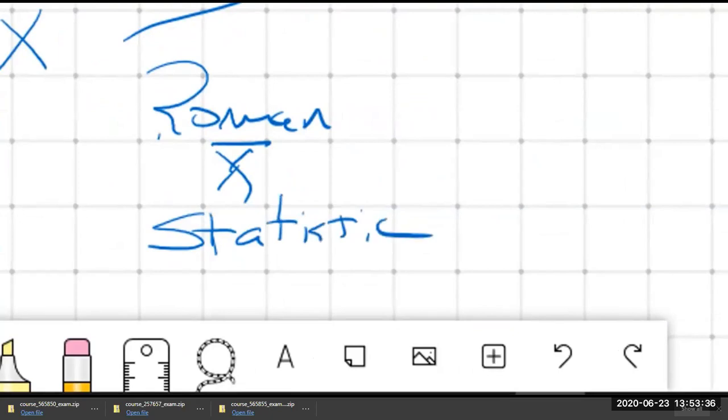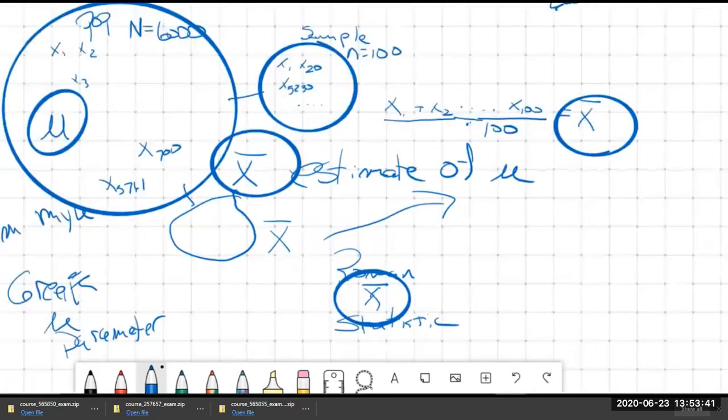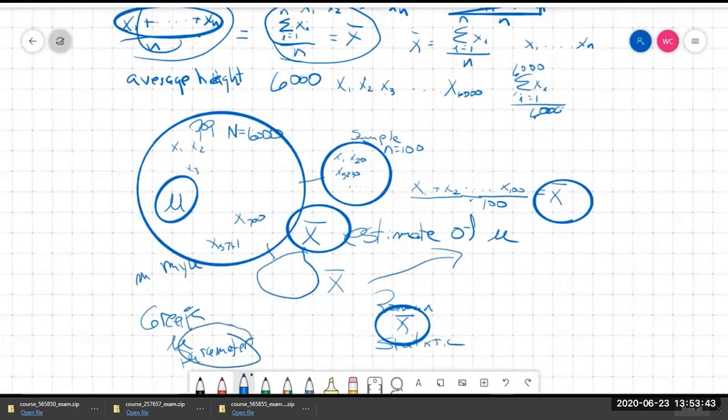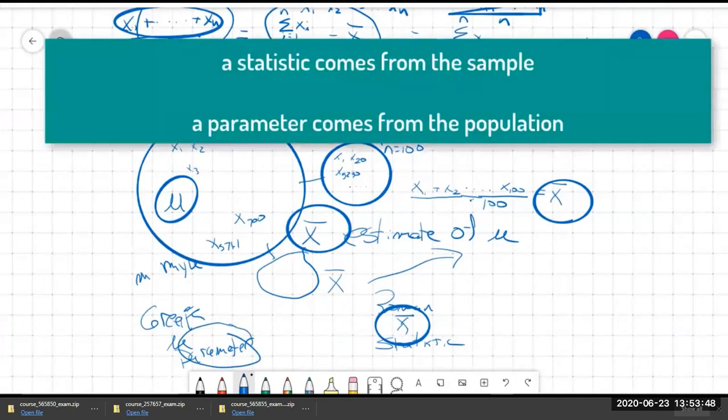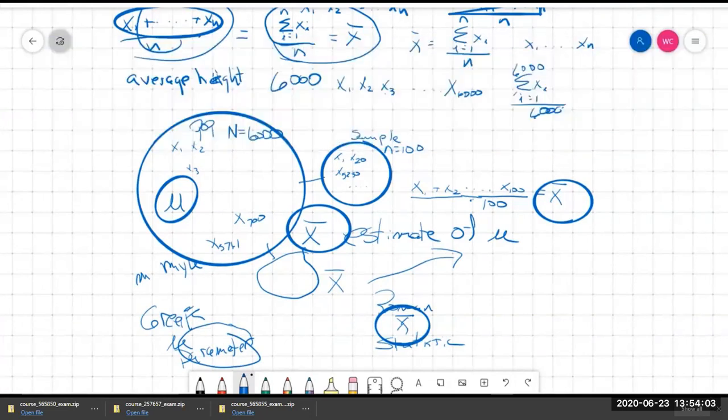Okay, not a parameter. So a statistic is something from the sample, and a parameter is something from the population. So let's say that again. A statistic is something calculated from elements of the samples. A parameter is something calculated from the whole population. And for parameters, we use Greek letters like mu. And for statistics, we use non-Greek letters or Roman letters.